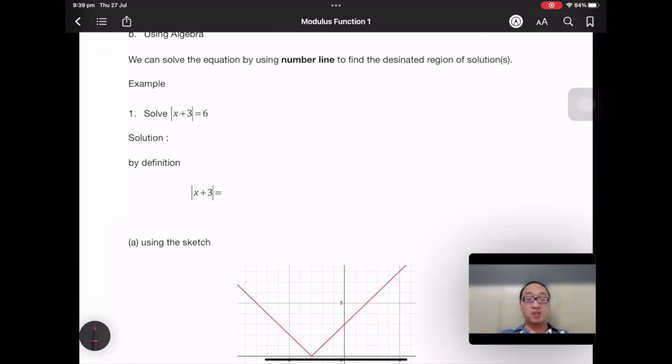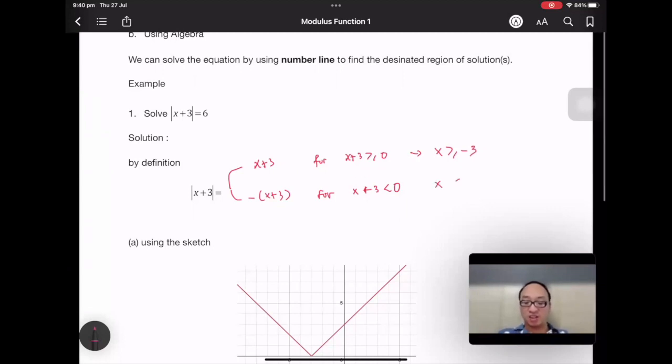So if we are using the definition, the absolute value of x plus 3 will be equal to x plus 3 for x plus 3 greater than or equal to 0. And it is negative (x plus 3) for the opposite region, smaller than 0. So from here, we will have x greater than or equal to negative 3, and from here x smaller than negative 3.